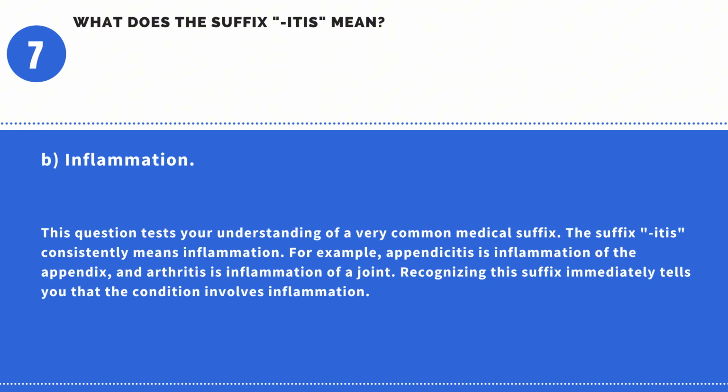Answer: B. Inflammation. This question tests your understanding of a very common medical suffix. The suffix itis consistently means inflammation. For example, appendicitis is inflammation of the appendix, and arthritis is inflammation of a joint. Recognizing this suffix immediately tells you that the condition involves inflammation.